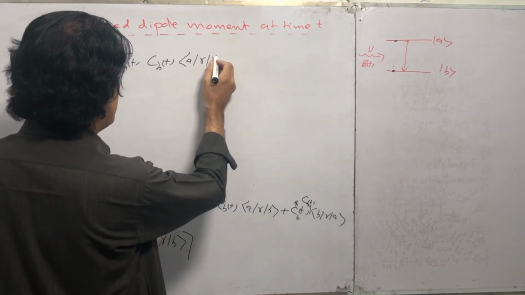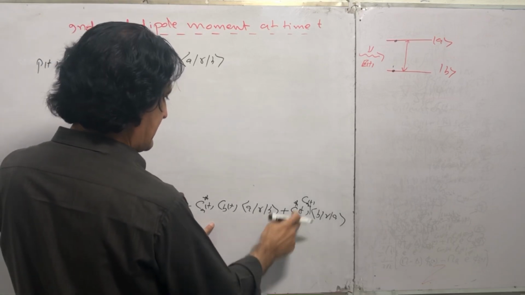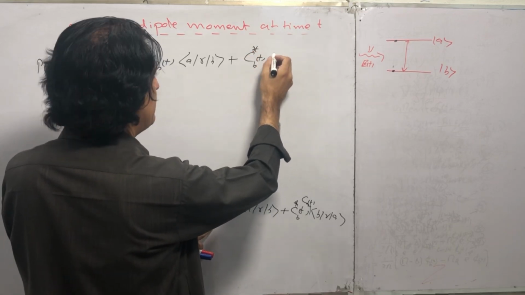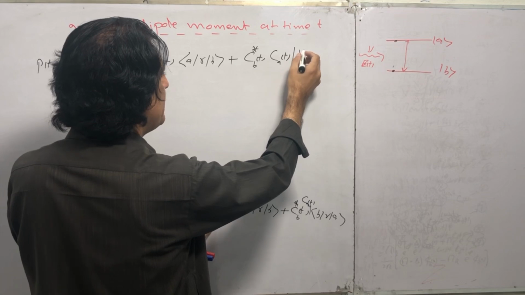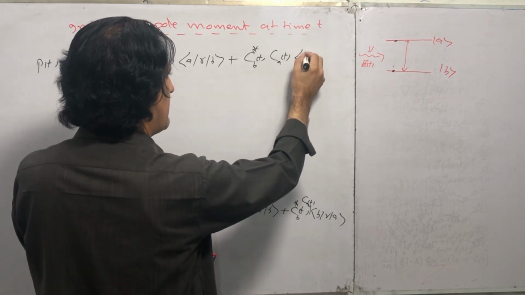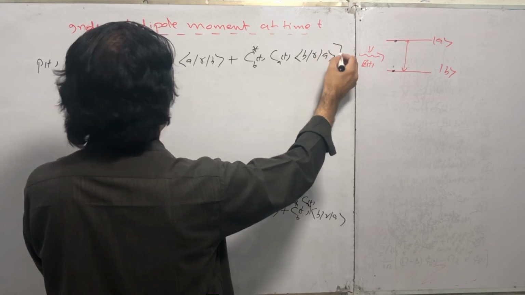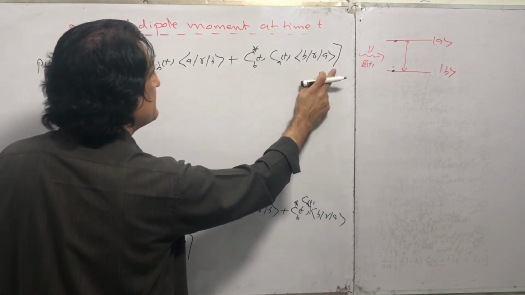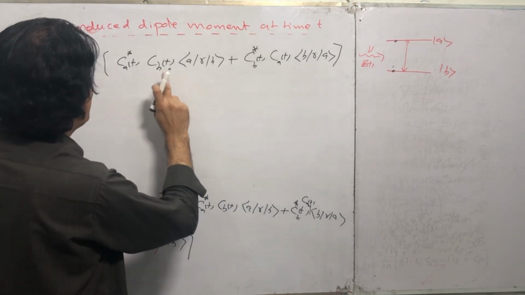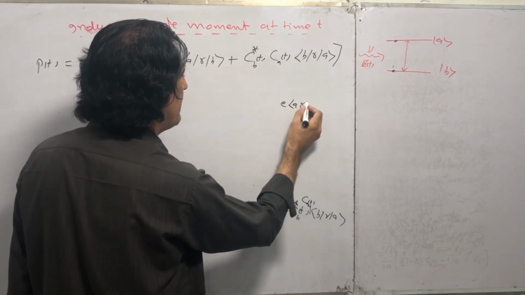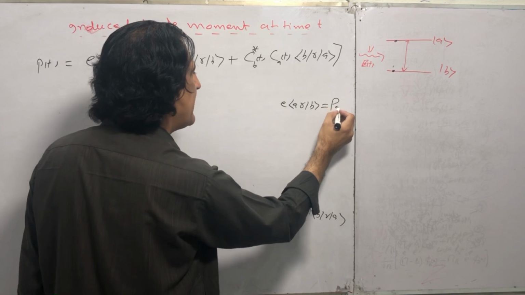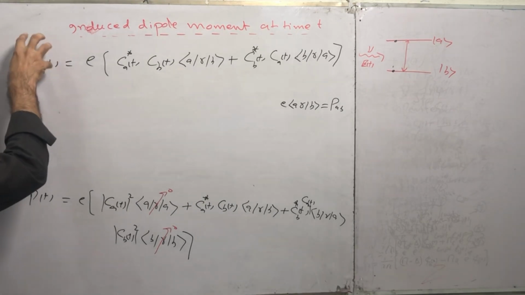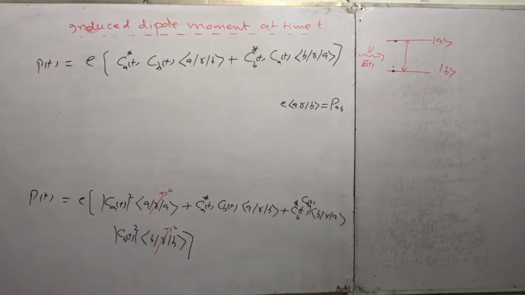Let's write this down. This term plus C_B*(t) C_A(t) <B|r|A>. If I multiply this e with this term and this with this term, then this e<A|r|B> is P_AB. This is the dipole between A and B. And this is the whole dipole which is evolving with time.